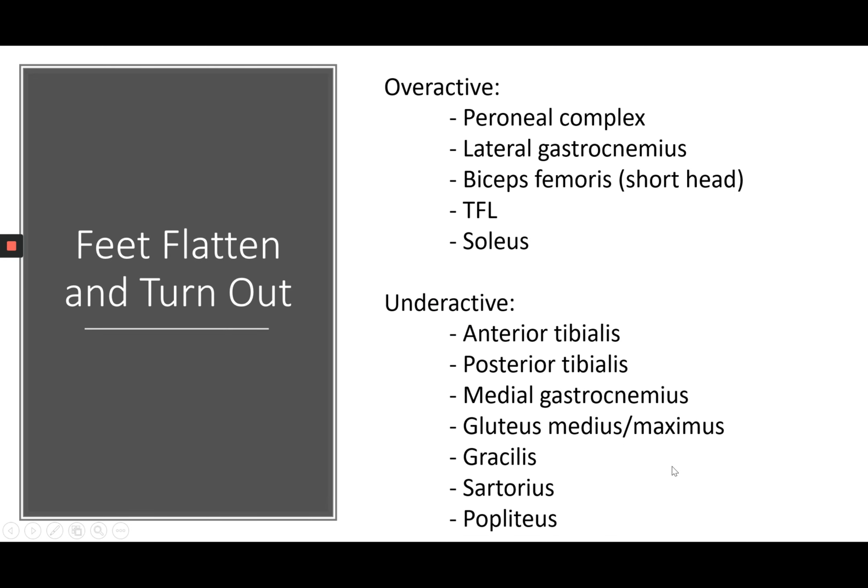Overactive muscles that might be seen here are the peroneal complex, the lateral gastrocnemius and soleus, the biceps femoris, and the TFL. Underactive muscles could be the anterior and posterior tibialis, the medial gastrocnemius, the glute medius and maximus, the gracilis, sartorius, and popliteus, which are very common muscles that were seen in the overhead squat assessment.